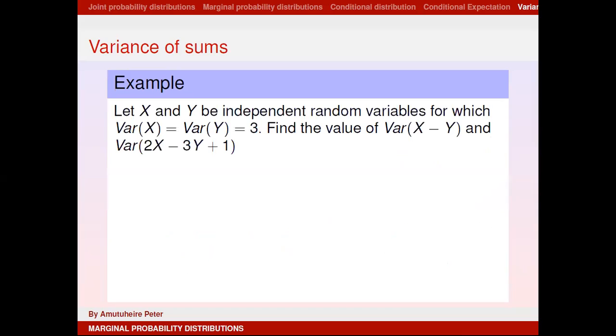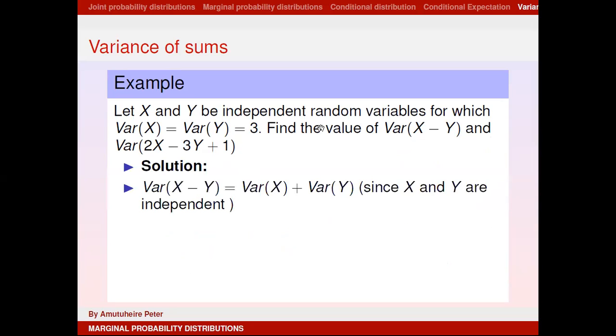Okay, next we look at another example. We have x and y. They are random variables, and they are independent random variables. Variance of x is equal to variance of y, which is 3. Find the variance of x minus y and variance of 2x minus 3y plus 1.